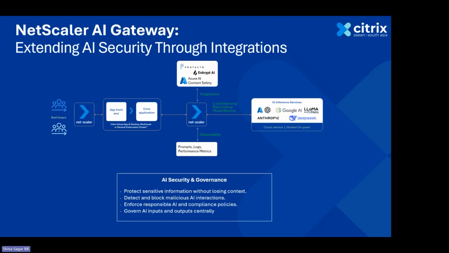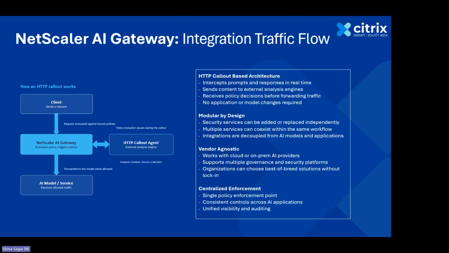Over the upcoming slides, we'll look at three different examples of the integration, right? First, we'll start with Protecto, and we'll see how the sensitive data is preserved. Then we'll talk about Encrypt AI, where we cover prompt injection and semantic threat detection. And finally, we'll talk about Azure content filtering, which is responsible for a safe and compliant response from the AI itself.